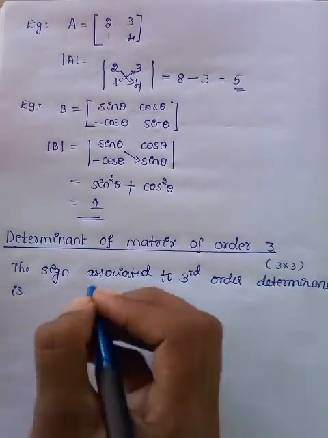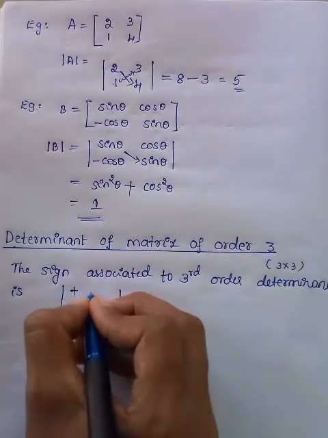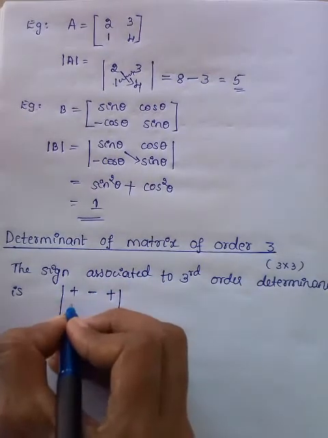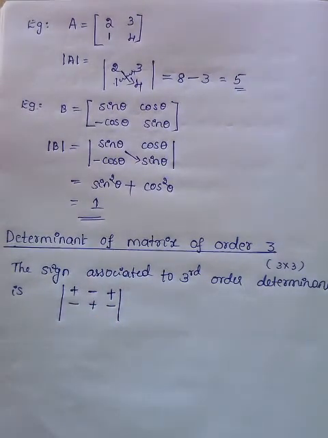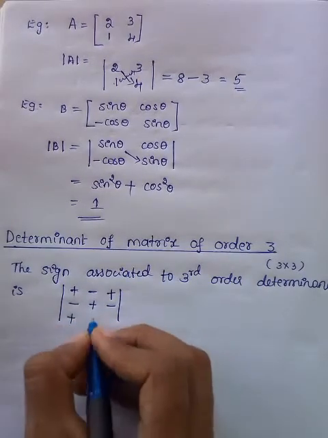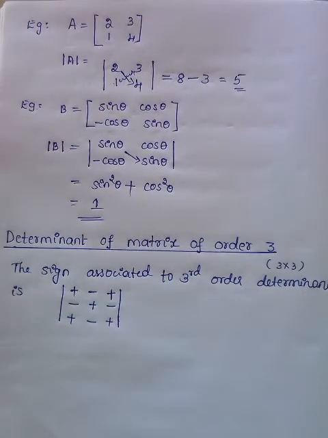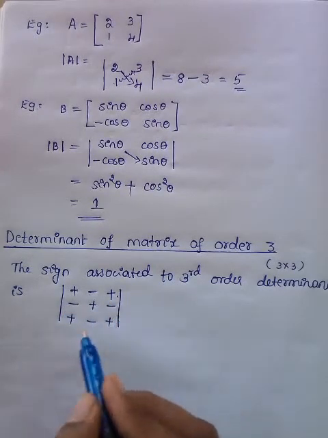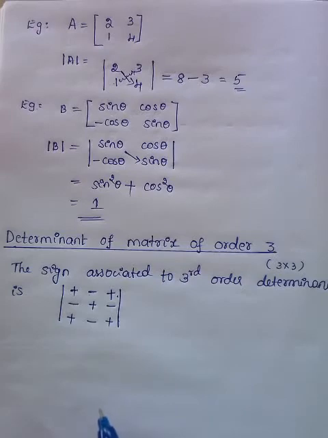is like this. So first row first element sign is plus, next element is minus, next plus. Then second row first element is minus, then plus, then next element is minus. Next here plus, minus, plus. This is a sign associated to the third order determinant. Plus, minus, plus, minus, plus, minus, plus, minus, plus. Now I will show you how to expand the determinant of matrix of order 3.